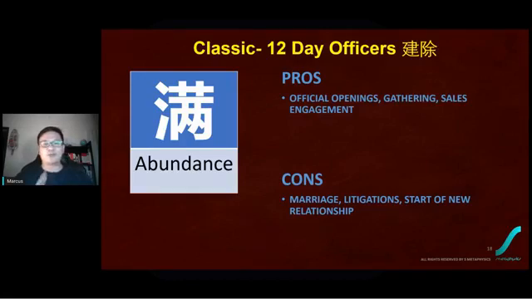So bear in mind, abundance is mainly for revenue, for sales, for engagement, for happy events, for a lot of people gathering, for happiness, but not for relationships, not for marriage, not for litigations, not for the start of a new personal romance journey. No. But if you are with many people doing social events, social media, go and use your abundance day.